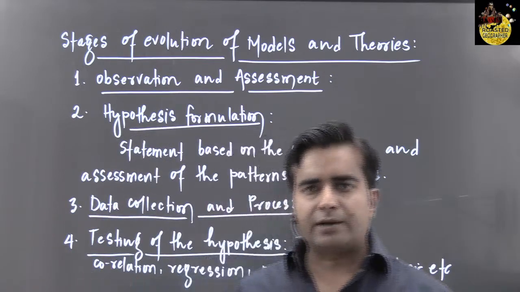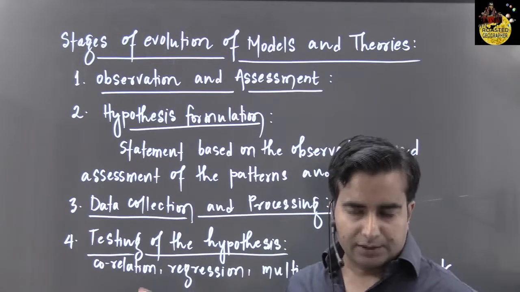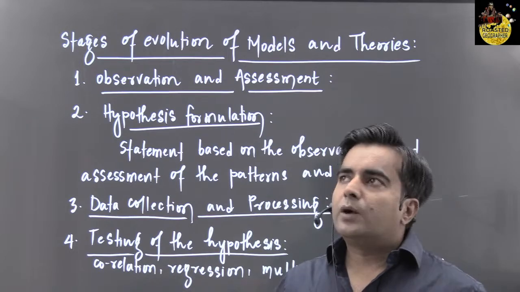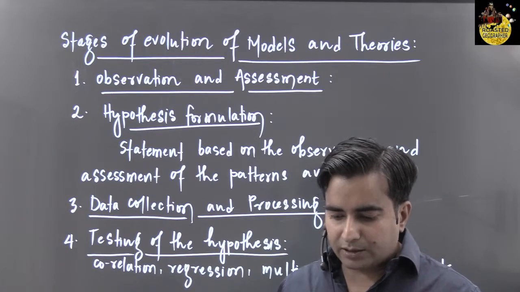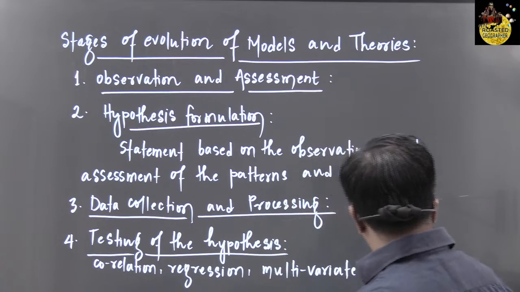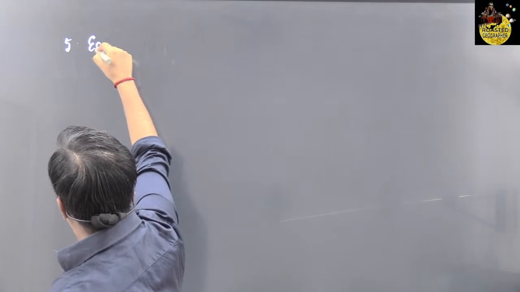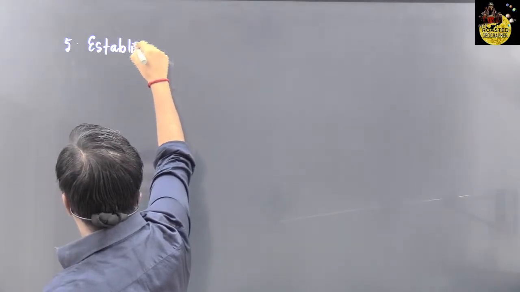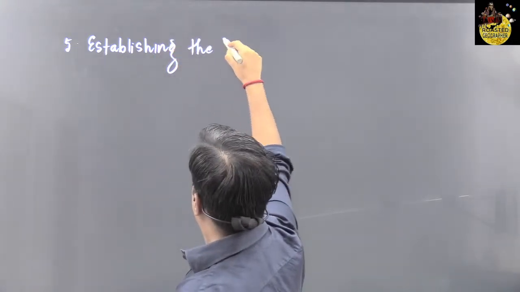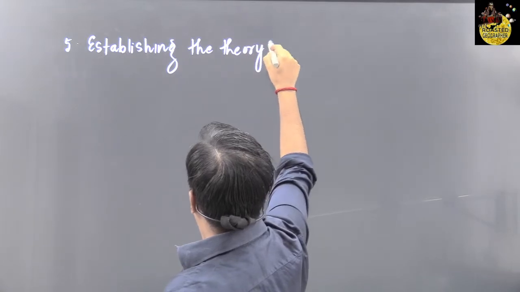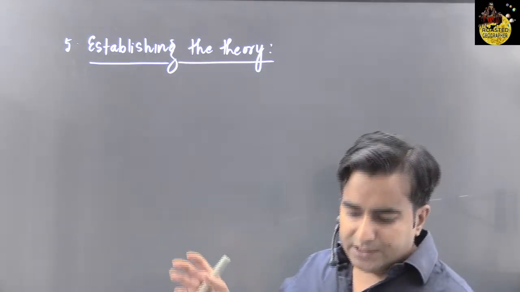You do this thing, you get a ripple in every type of condition, with every type of stone, every shape of stone, everything. Okay, now you are ready for the establishment of the theory. Okay, you'll try to establish the theory. So next stage is establishing the theory. Okay, you have checked your hypothesis, you have tested your hypothesis, and now you are ready to establish the theory.